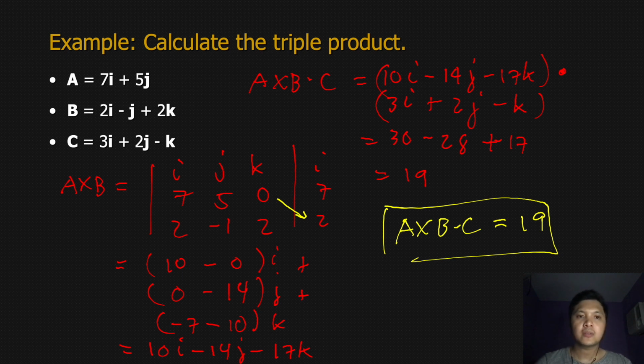So it is called scalar triple product since the product will be a scalar quantity. So notice that we don't have any direction here. So that is multiplication of vectors.